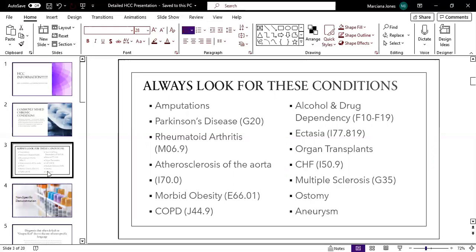More HCC codes here. We have alcohol dependency. Make sure that you code organ transplant. You might be reading a chart and it says this patient had a kidney transplant. This patient had a heart transplant. Make sure you code the status of transplant. So, ostomy. So here are a few chronic conditions that are missed that you can make sure that you look for.